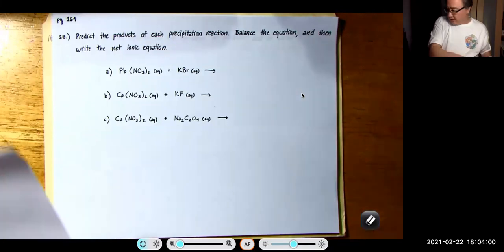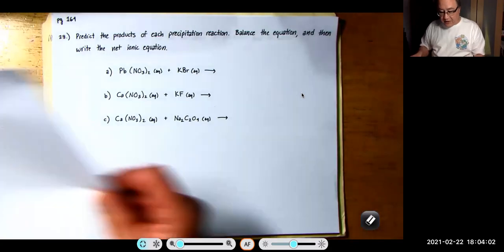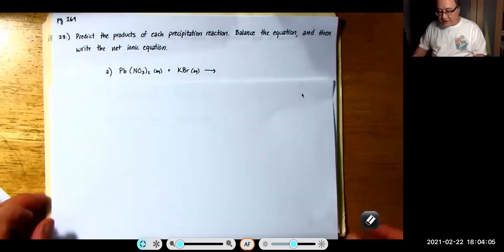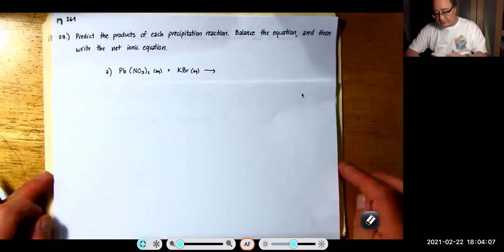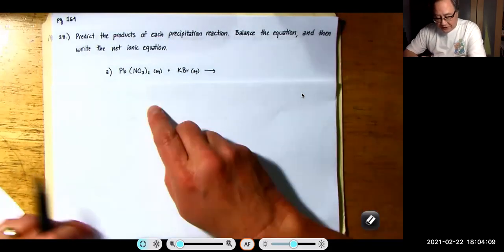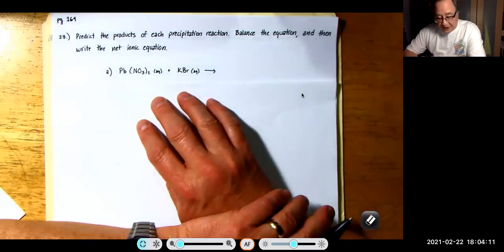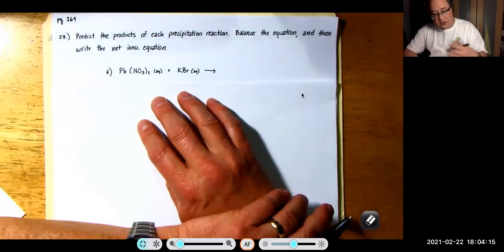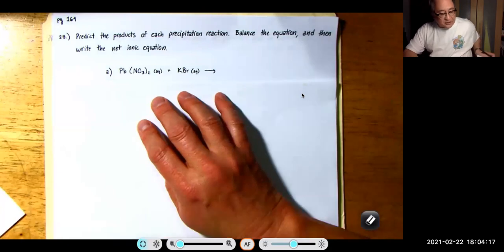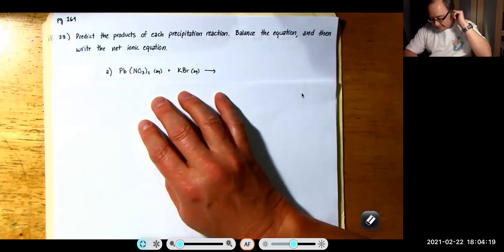So let's go ahead and get started. Predict the precipitation reactions. For this, you need to know what the precipitation rules are. I'm not going to go through those right now because they're in the lectures, they're in the book, and so forth. We're just going to apply them.